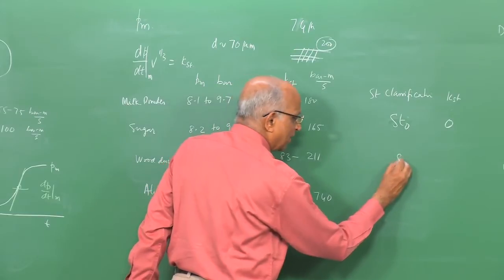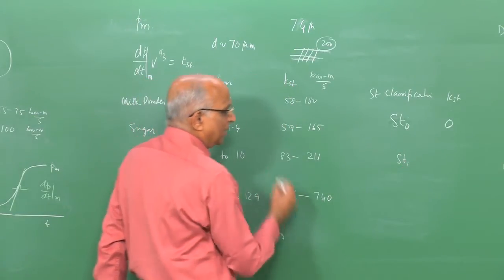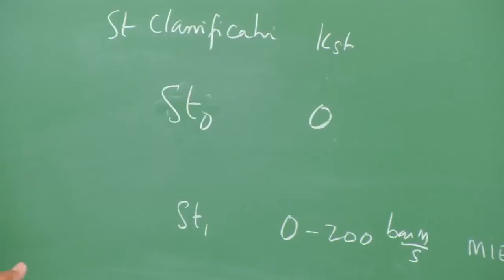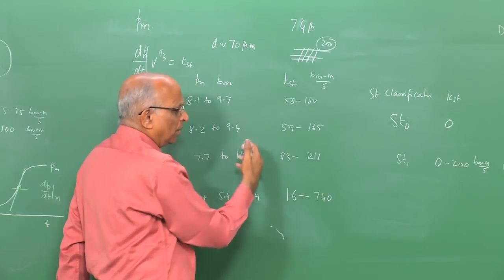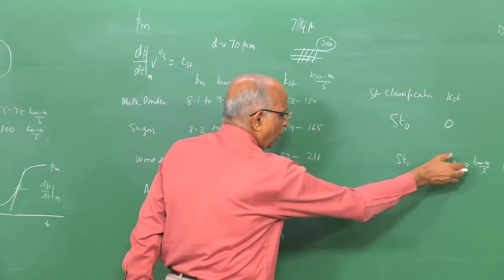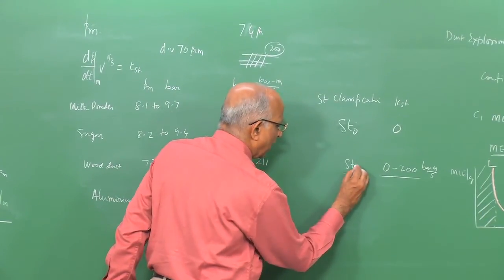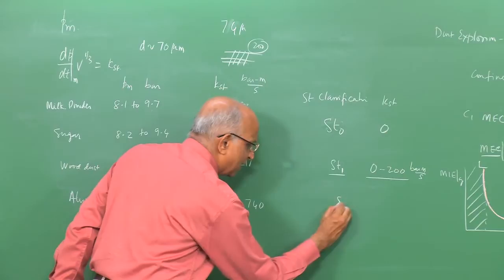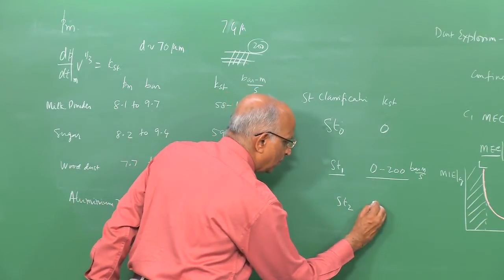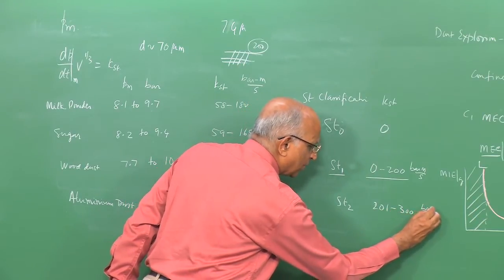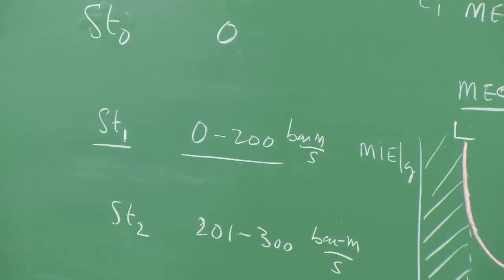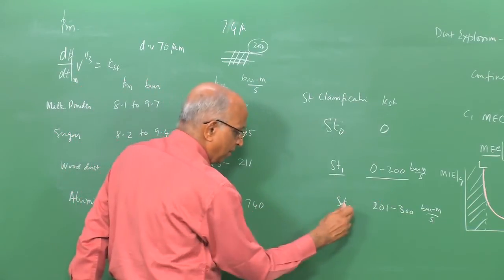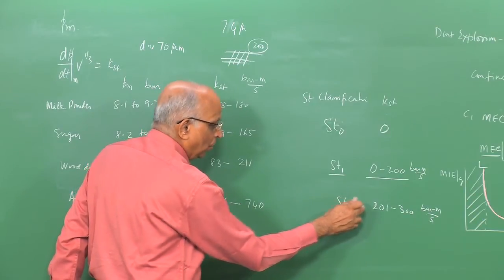When I call it class 1, that means the ST1 class, the KST value is between 0 and 200 bar meter per second. In other words, most of the organic substances like wheat flour, sugar, powdered sugar, maybe corn flour, are within this range, which we call ST1 or class 1 type of dust. When we say ST2, we mean values of KST between 201 and 300 bar meter per second. That means moderately high. These correspond to something like wood dust, which, in a fine powdered form, can generate high pressure. We call it second class or ST2.